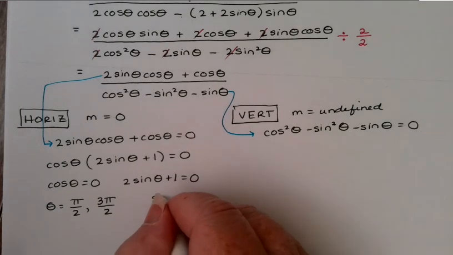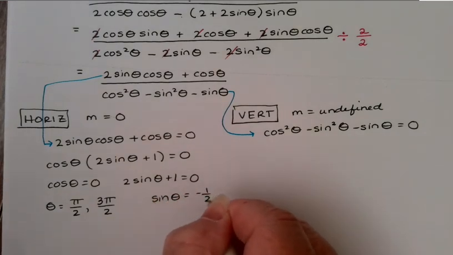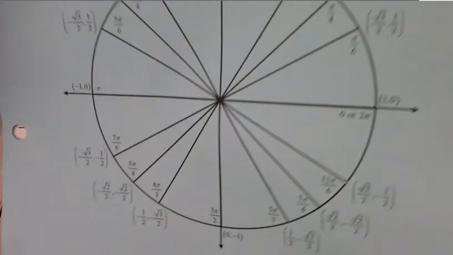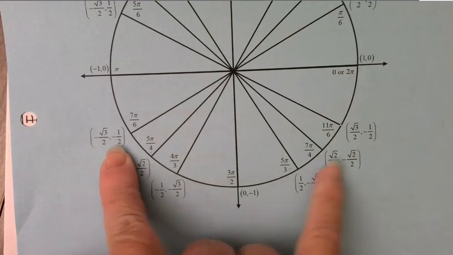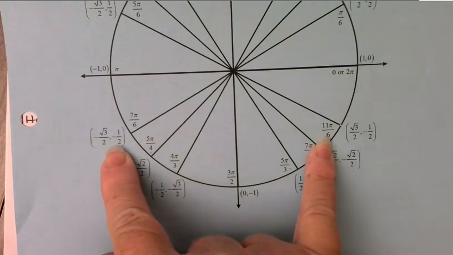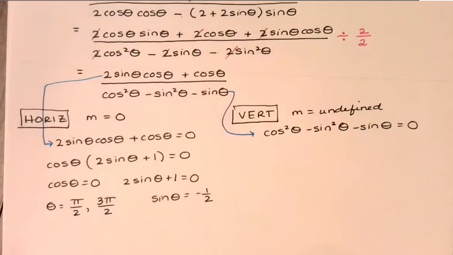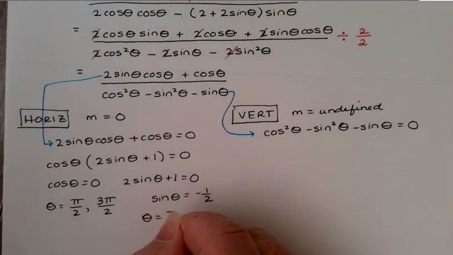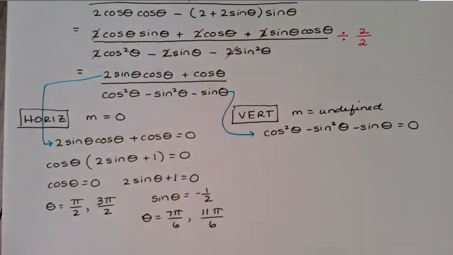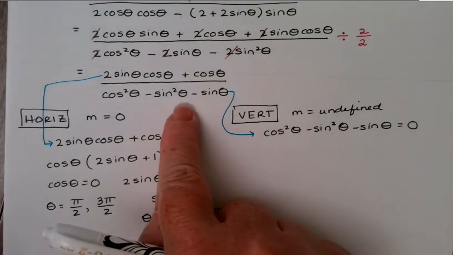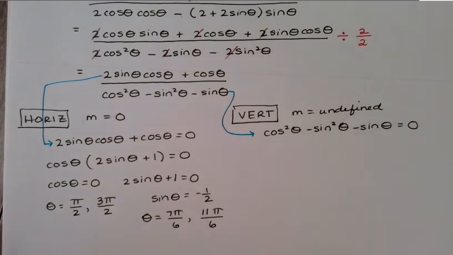This one becomes sine theta equals -1/2. And let's see, that's going to happen right here at 7 pi over 6, and again over here at 11 pi over 6. All right, let's keep that in mind. And we're going to go to the verticals. We want to know where this is 0. It's the denominator of the fraction, so it makes the slope undefined.